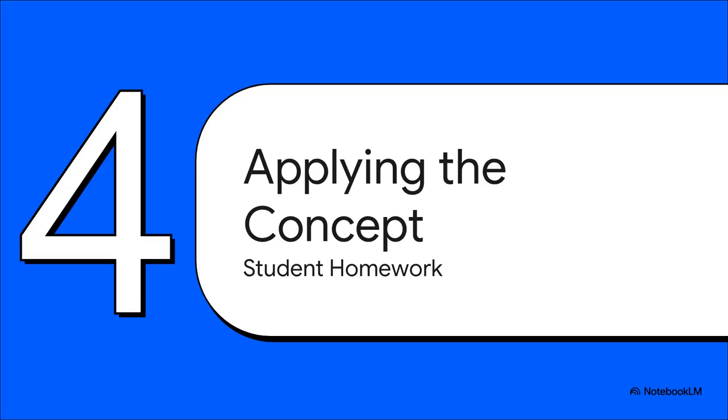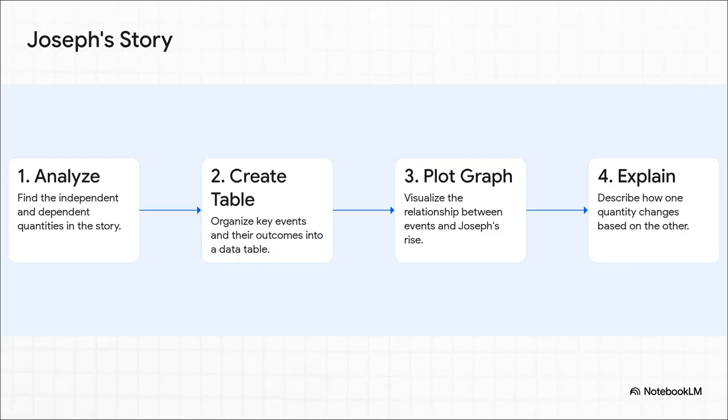So, after walking through all these examples, the lesson does something really smart. It turns the tables. Now it's the students' turn to put on their analyst hats. The homework gives them a really clear process. They're given the story of Joseph and asked to do the exact same thing they just learned. First, analyze the story to find quantities that change. Then, create a data table. After that, plot it on a graph. And finally, explain the relationship they discovered.